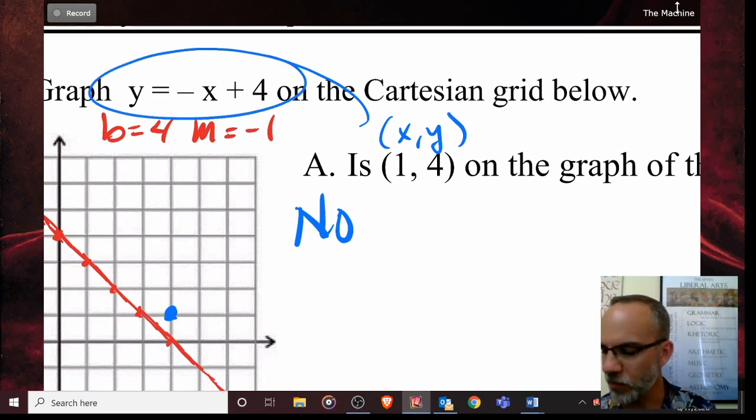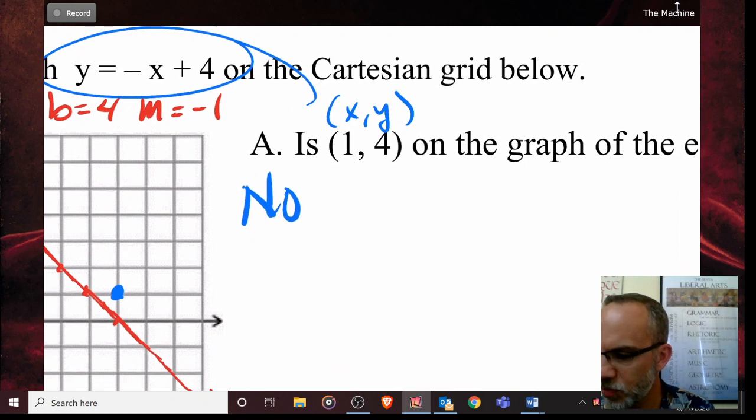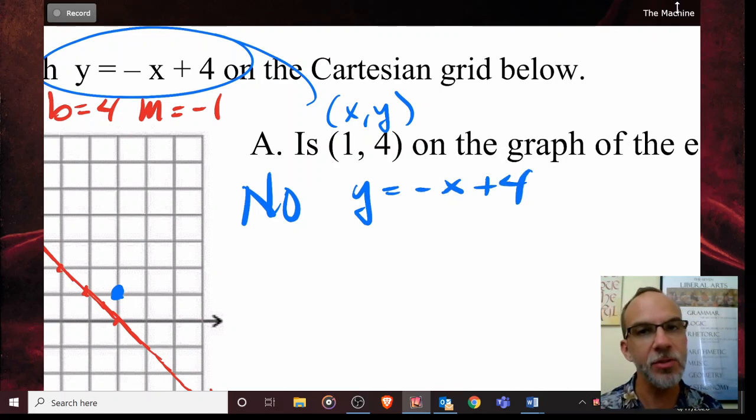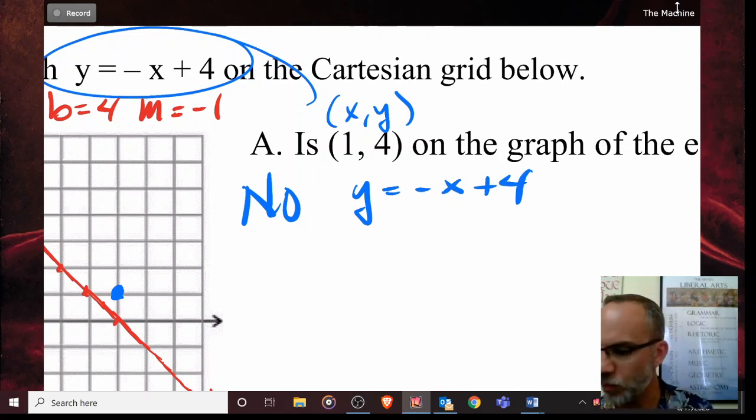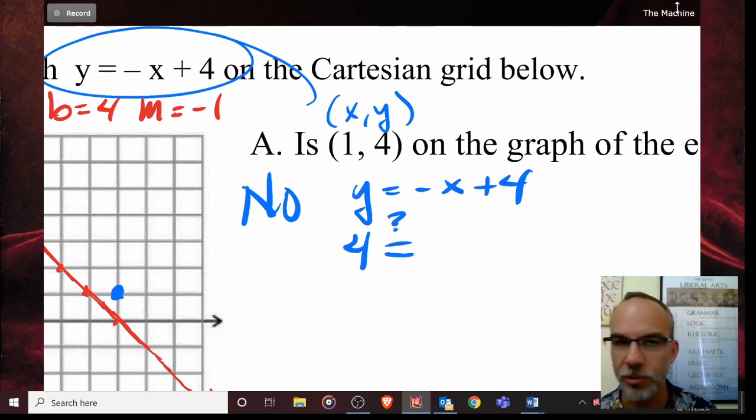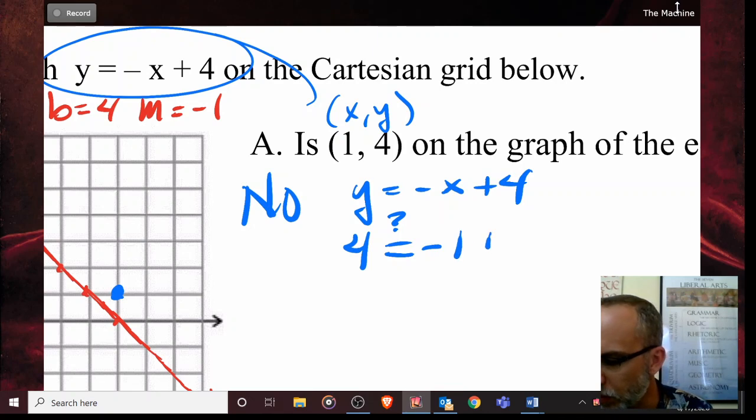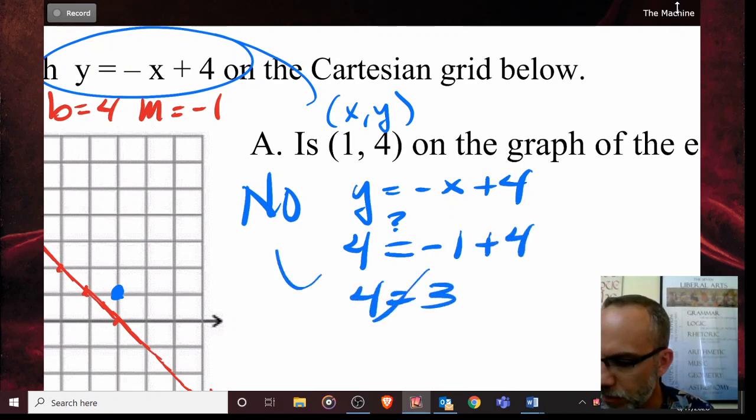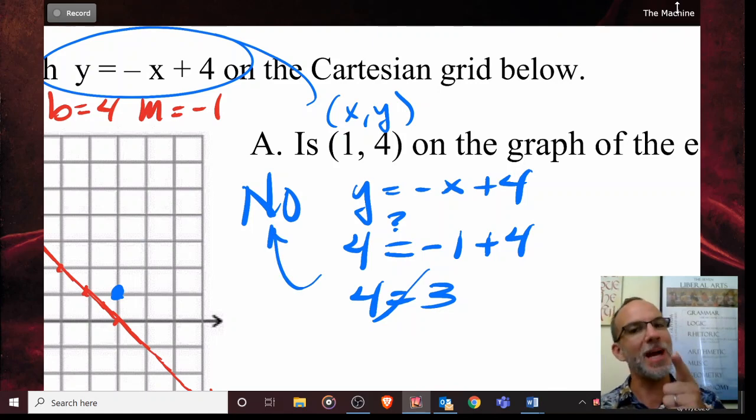Well, let's try it. Every time I use the equation, I'll write it down. So y is equal to negative x plus 4. And now let me substitute in my x and my y values. What's the y value? 4. And I'm asking, is it equal to, see the question mark, is it equal to negative 1 plus 4? So is 4 equal to 3? No. But see, I proved it then analytically. It's not a solution point.